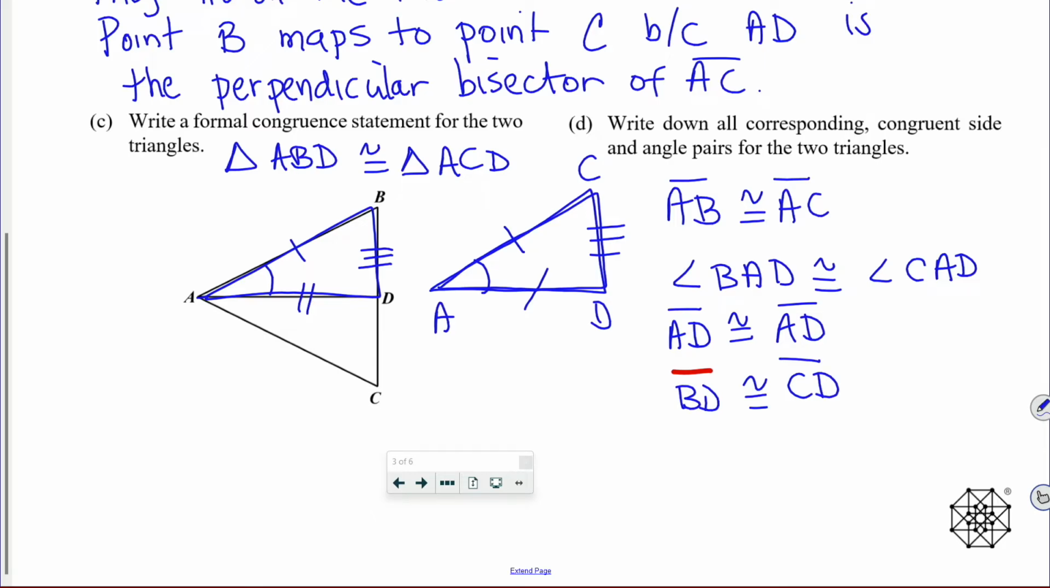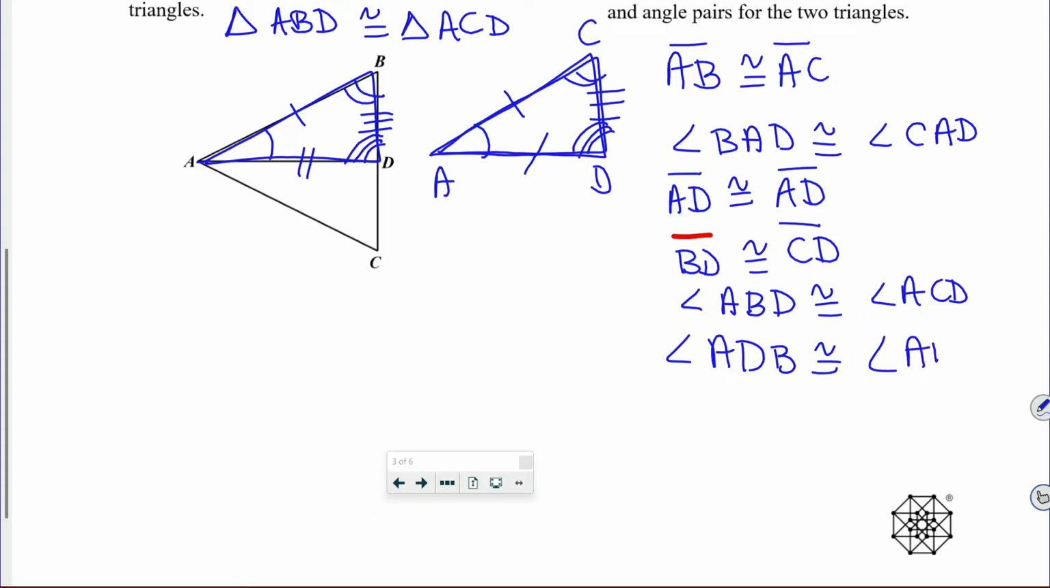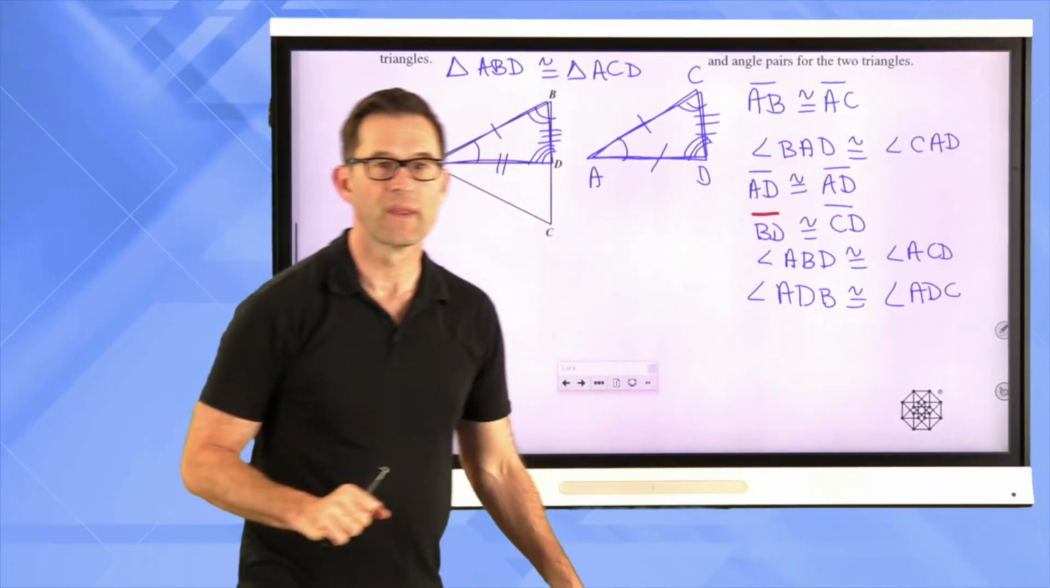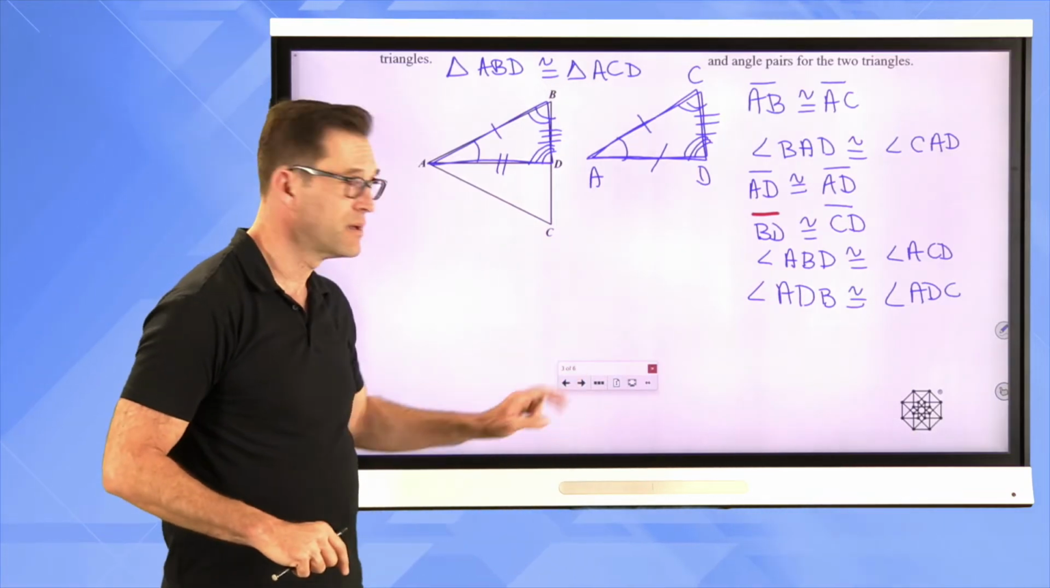Now let's get some angles out there. Let's do this angle. Whoops, let me just kind of scroll up here. Angle ABD is congruent to angle ACD. And finally, let's do this one. Angle ADB is congruent to angle ADC. There we are. Now, this goes to a really important idea with congruent triangles, and let's talk about that next.